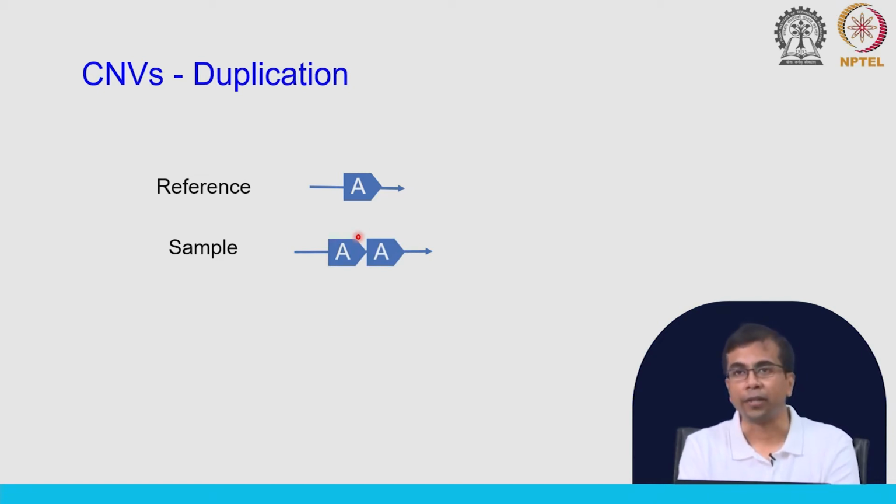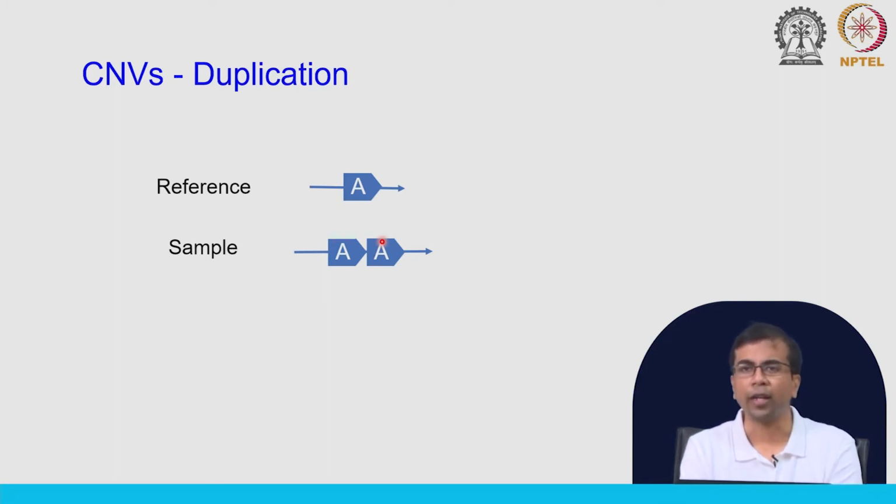Then you have duplication. As I have mentioned, duplication means you have from 1 to 2. In the reference you have a single copy, which is A here, and in the sample you have a double copy, so you have two copies. The region A has duplicated. This could be generalized: instead of 1 to 2 you can have 1 to 3 or 1 to 4. We generally call them amplification.